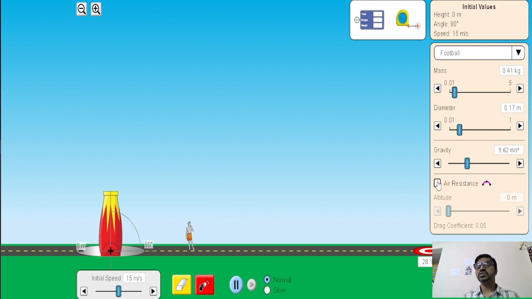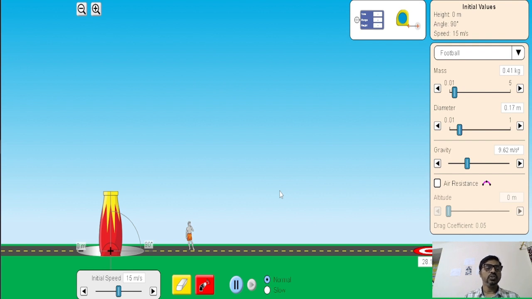We can also choose air resistance, or you can switch off the air resistance. In reality, you will always have air resistance. It also depends on the altitude. At a higher altitude, density of air would be less, so the effect of air resistance is supposed to be less there. So that is another thing. For the time being, let's switch off the air resistance.